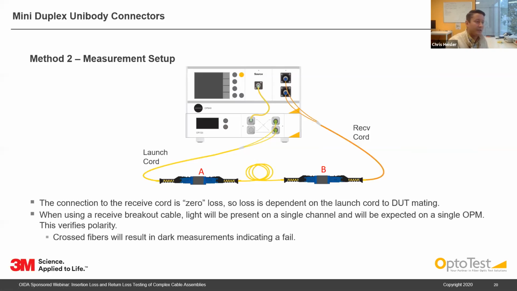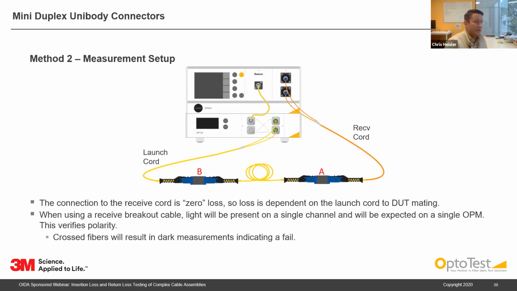Now, to test the DUT, we're going to connect the DUT in between our launch cord and the receive cord. We're going to test insertion loss and return loss at side A. Again, this is a 0 loss connection here, so there's no contribution from side B in the measurement for IL on A. So to test side B, we're going to flip the cable, test insertion loss and return loss on side B here.